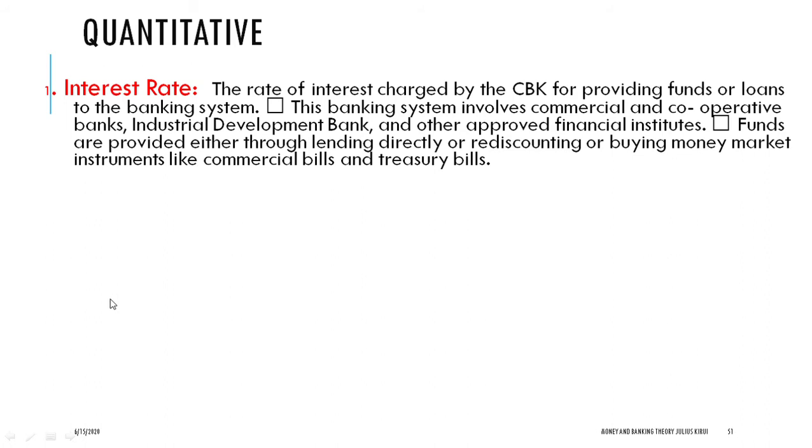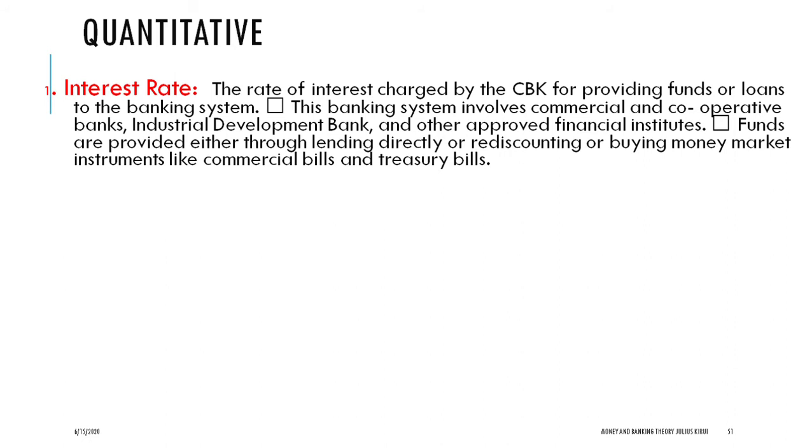Interest rate. The rate of interest charged by the central bank for providing loans to the banking system. So these rates are actually provided by the central bank. It is the mandate of the central bank to set the interest rate. This banking system involves commercial banks, cooperative banks, industrial development banks, and other approved financial institutions. Funds are provided either through lending directly, rediscounting, or buying money market instruments like commercial bills and treasury bills.